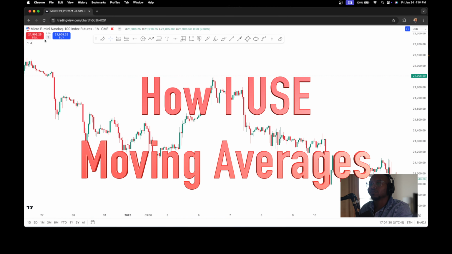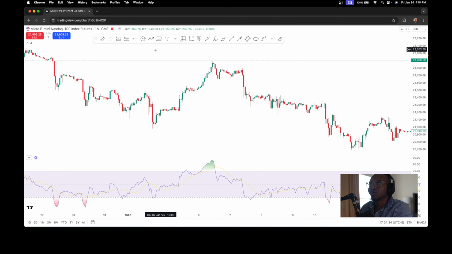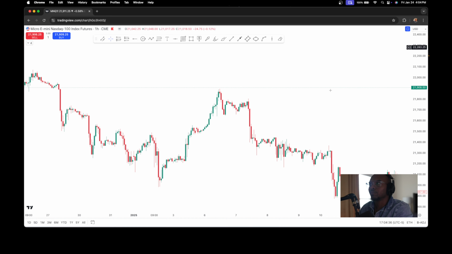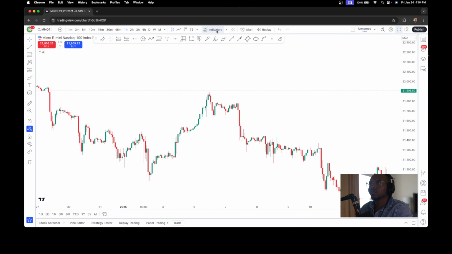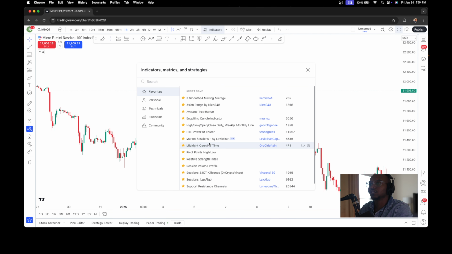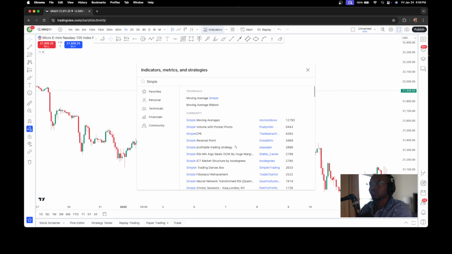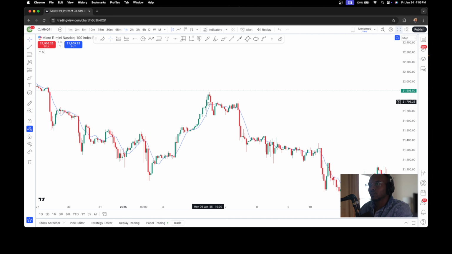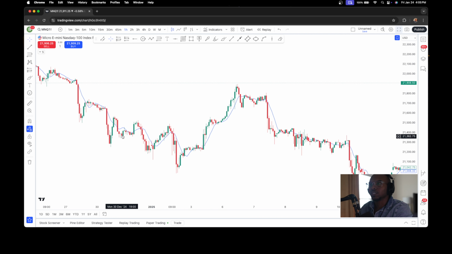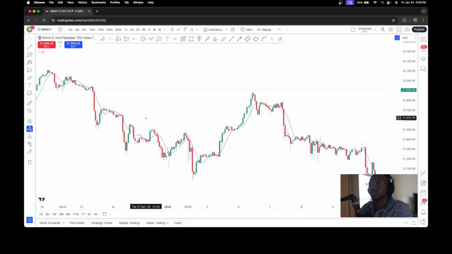If we take ourselves out of full screen, then we should be able to find our display panel. So if you go up here to indicators, you can find a bunch of moving averages. So first we're gonna start off with the simple moving average. You can choose any of them. I'm just gonna go moving average simple. So it pops on the chart right here and we can see price kind of bounces off, follows it decently well.